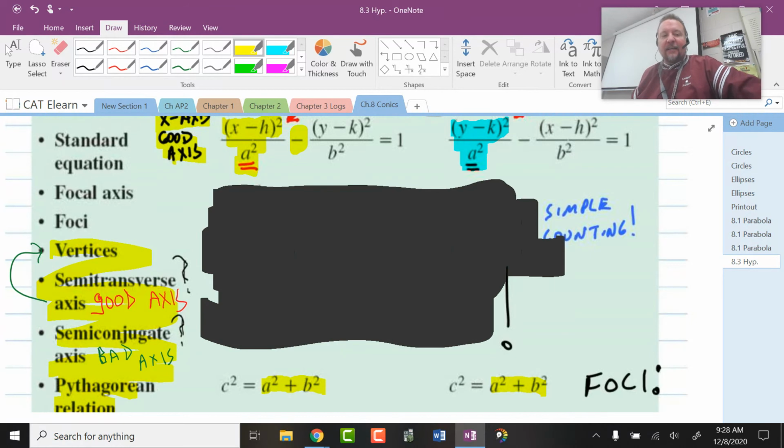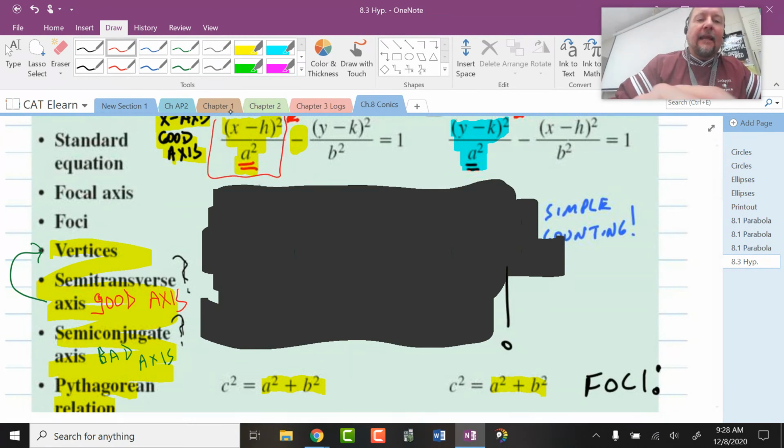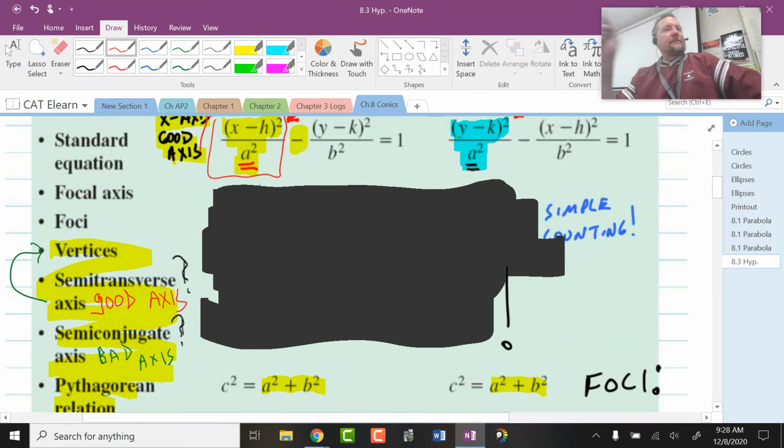Semi-transverse axis. That's half of the transverse axis. Let's go back up to this one. That's A. It's the good axis. It's your x-axis radius in this case. In this case, it's your y-axis radius, right?